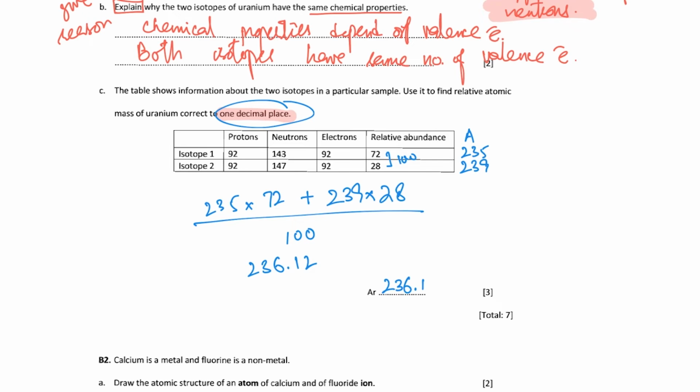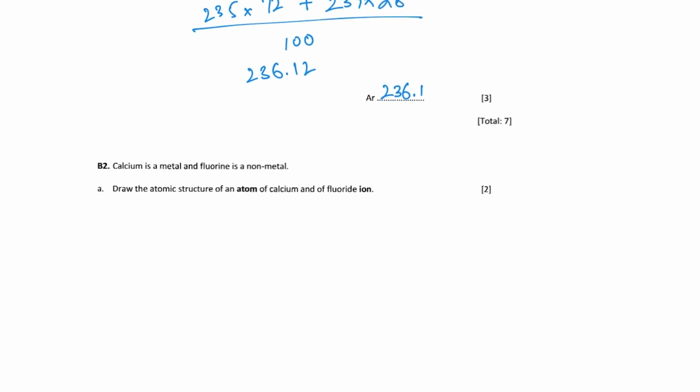And there you go. Now why is this worth 3 marks? Because 1 mark is for finding out the mass, 1 mark is for doing the right method, and 1 mark is for the correct answer. And there you go, we have gotten the marks.